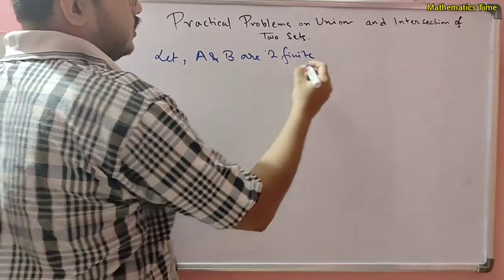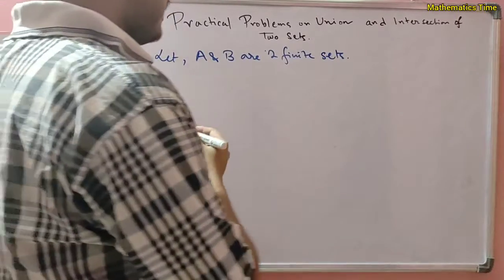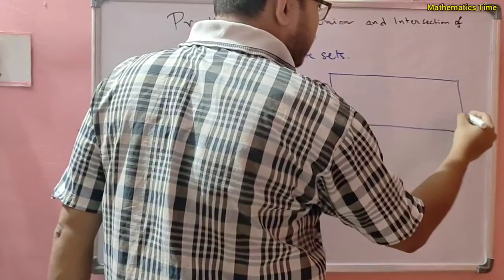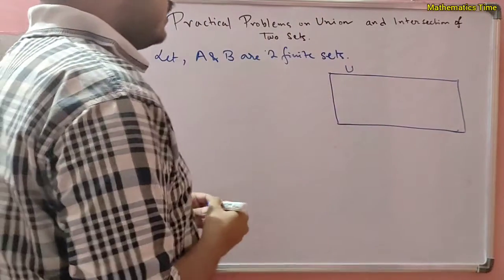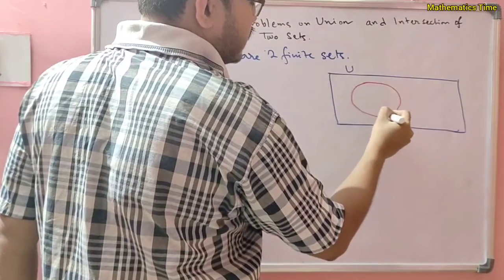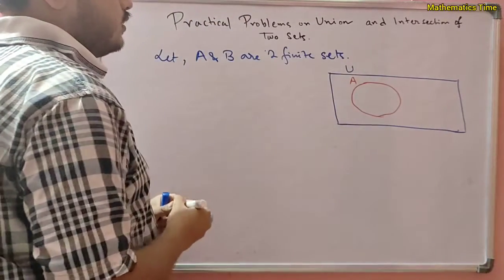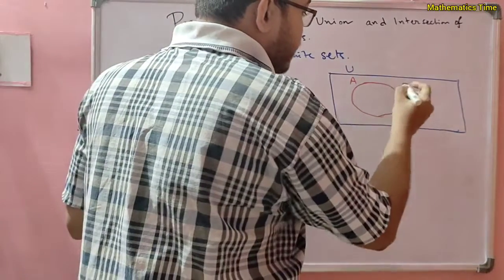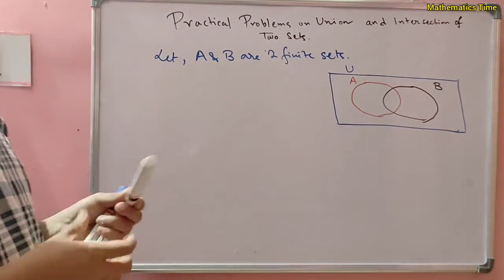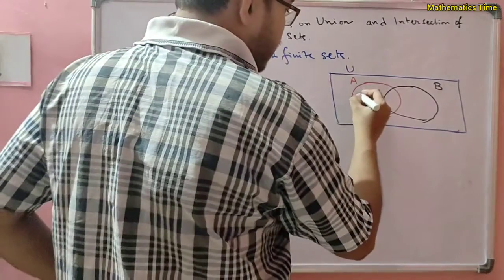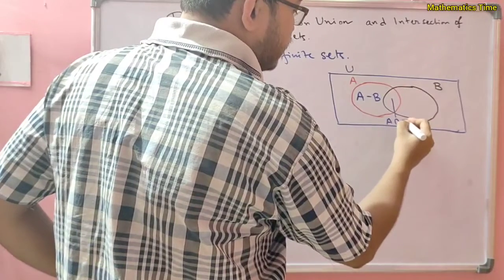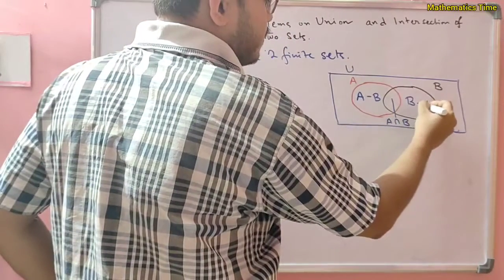So first, let A and B be two finite sets. We are considering A and B as two finite sets. Let us draw the Venn diagram. Here is the universal set U, and in here we can draw the set A. This is the set A, and let us consider the set B. This is the set B. Here you can see this portion, only this portion, is A minus B. This is A intersection B, and this is B minus A.